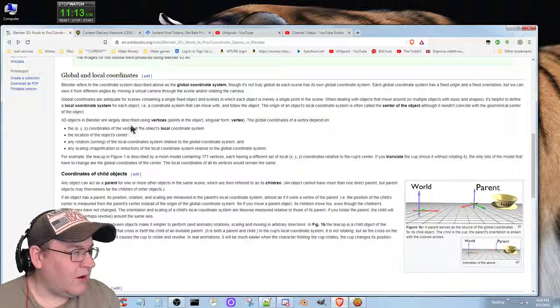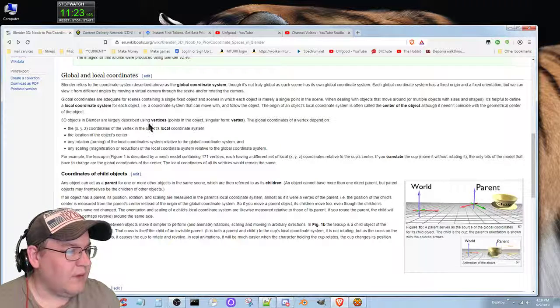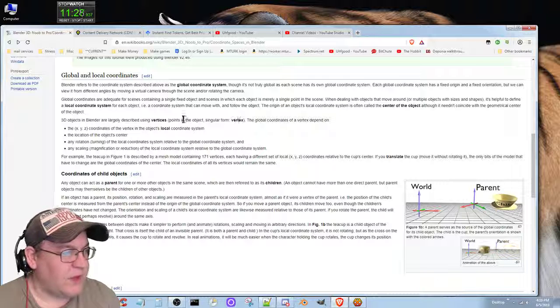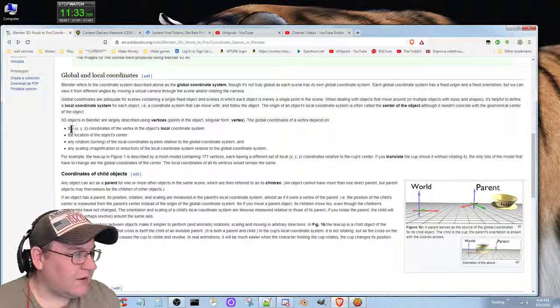3D objects in Blender are largely described using vertices, points in the object. In parentheses, vertices, the singular form is vertex. A vertex is a point in 3D space. Vertices are a collection of them. Okay, the global coordinates of a vertex depend on the XYZ coordinates of the vertex in the object's local coordinate system, the location of the object's center, any rotation, turning, of the local coordinate system relative to the global coordinate system, and any scaling, magnification, or reduction of the local coordinate system relative to the global coordinate system.